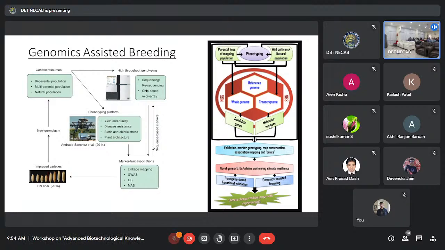You can phenotype for yield, quality, disease resistance, biotic stress, plant architecture, all these traits. And then you do marker-trait association, either by linkage mapping, GWAS, genomic selection, or marker-trait selection. You do this and ultimately you get an improved variety.